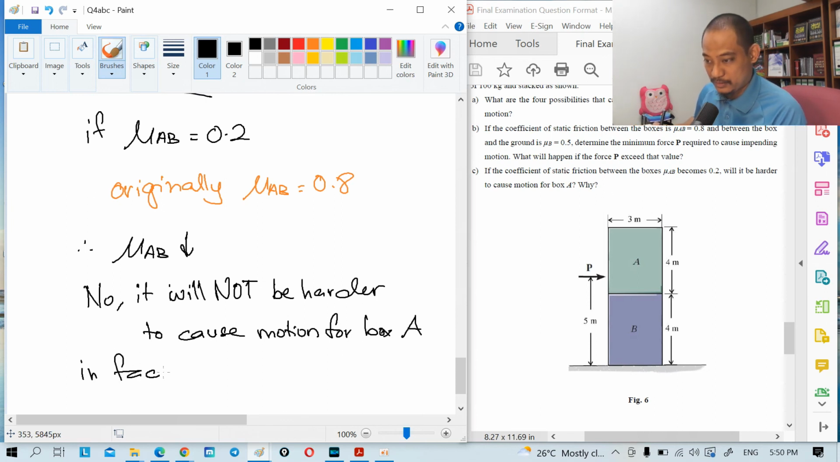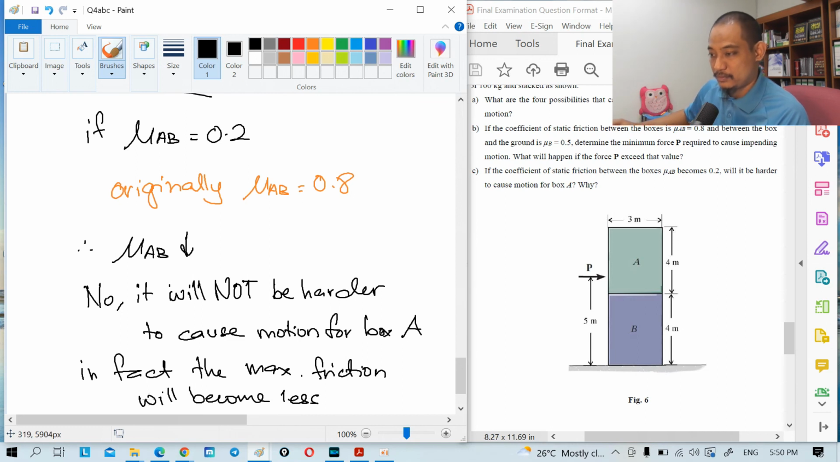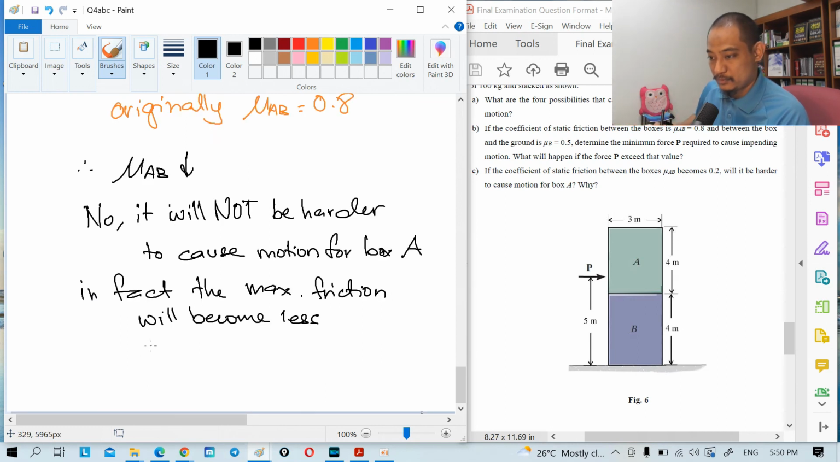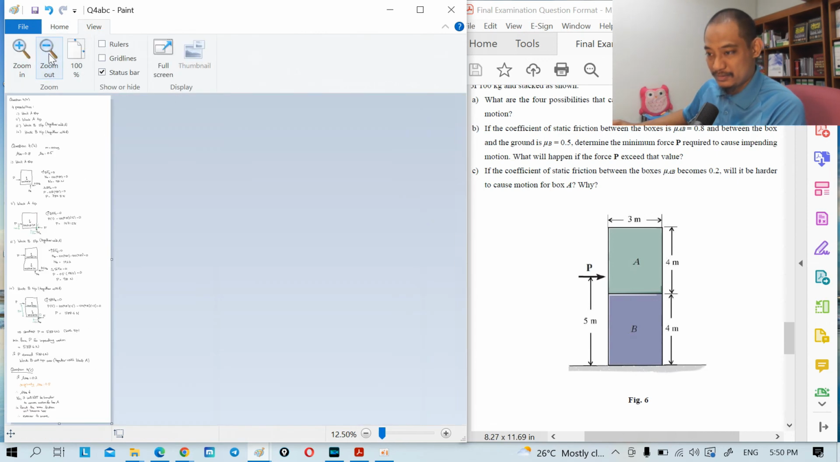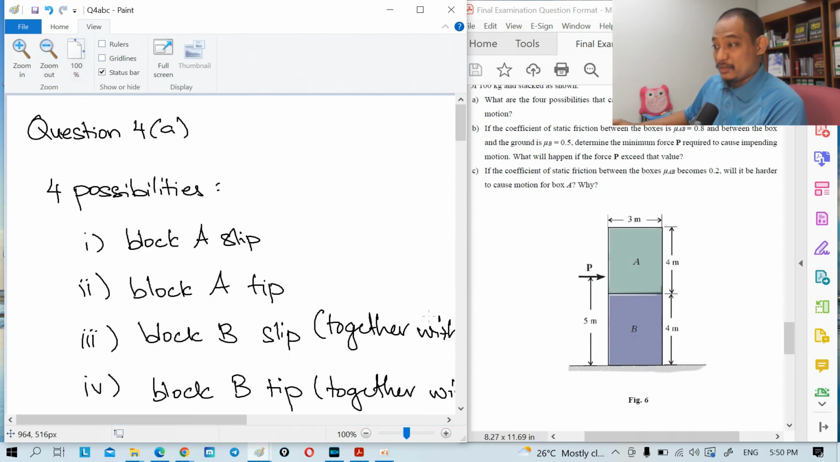In fact, the maximum friction will become less, so easier to move. Right, so it's exactly the end of the paper. Okay, so that's it.